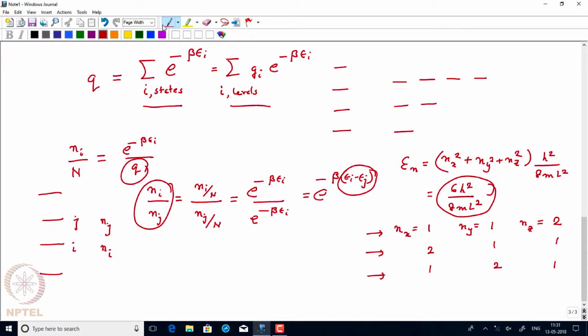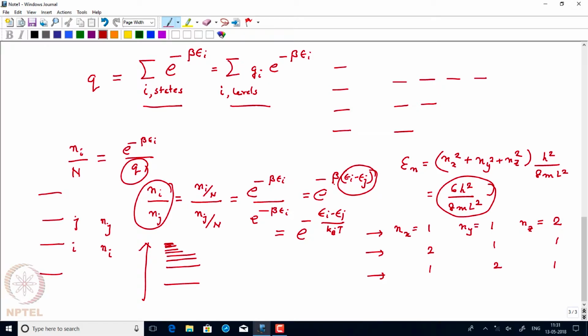For example, if I have translational energy levels, we know that according to the particle in a box model, they go as 1 by n squared. So as we increase in energy, the gap between the energies decreases. Now what we say is that at room temperature, consider these things, beta is nothing but 1 over kBT. So I could write it as e to the power minus epsilon i minus epsilon j divided by kBT.